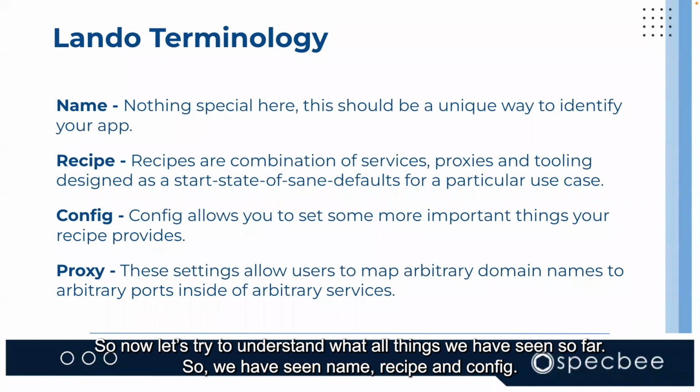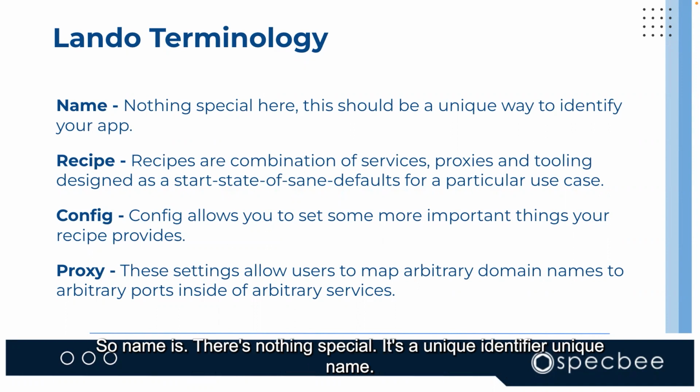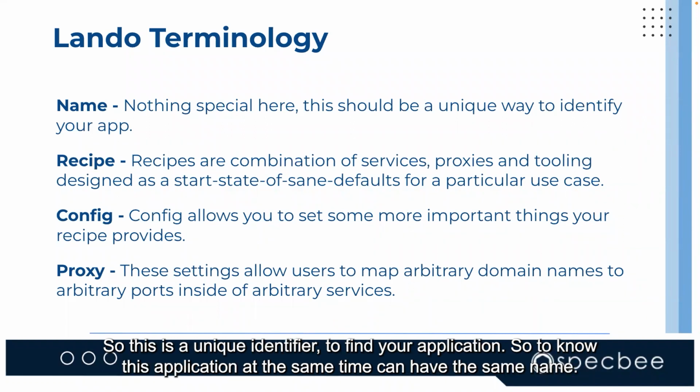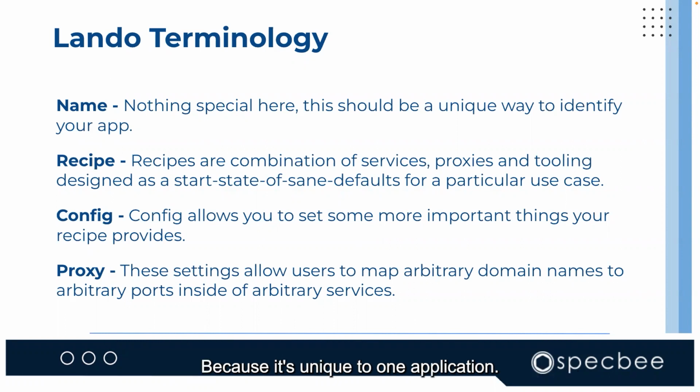So now let's try to understand what all things we have seen so far. We have seen name, recipe, and config. Name is nothing special. It's a unique identifier, a unique name. All your containers will start with this name, and your URL will be created on the basis of this name. So this is a unique identifier to find your application. No two applications at the same time can have the same name because it's unique to one application.